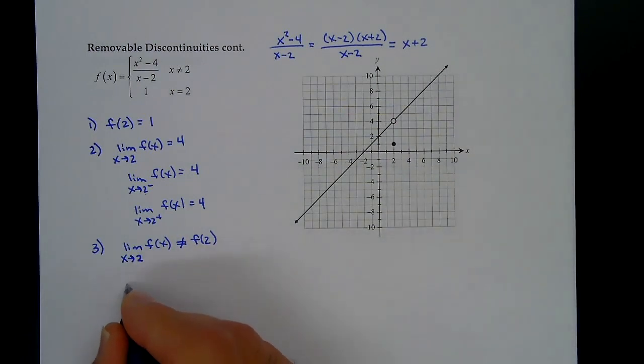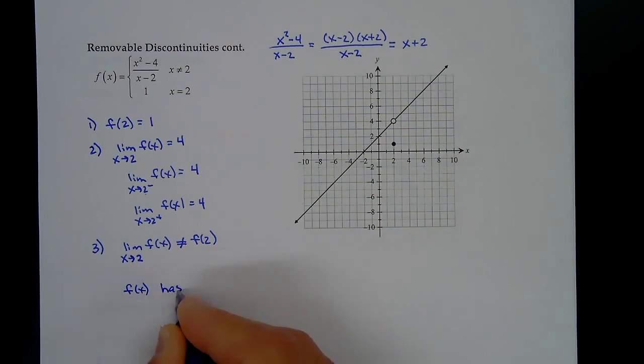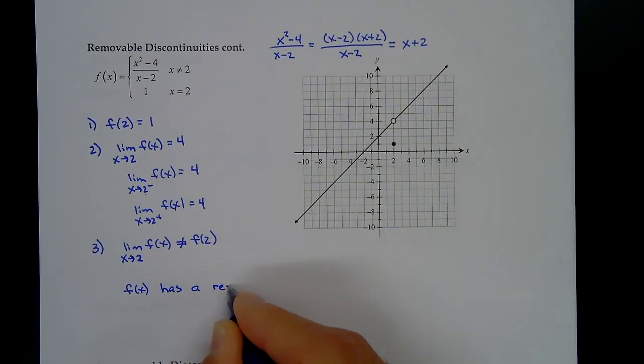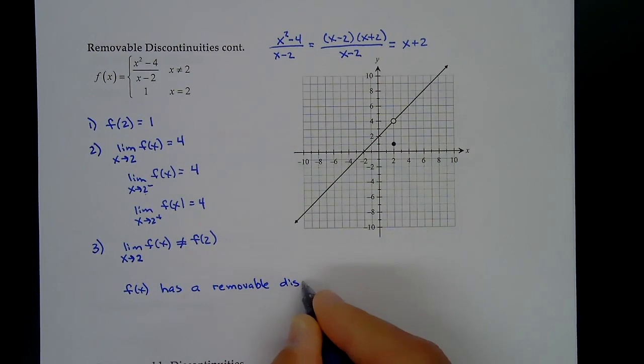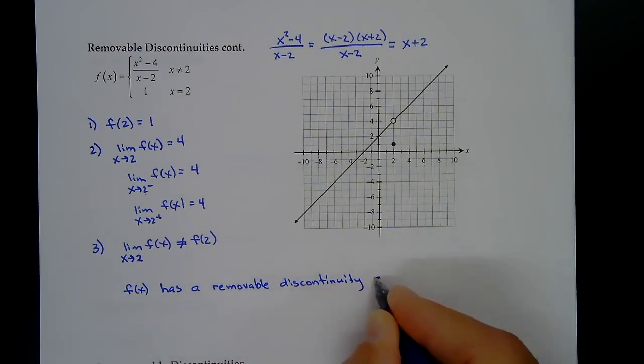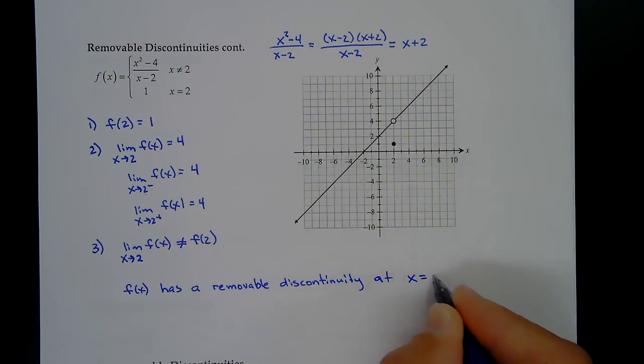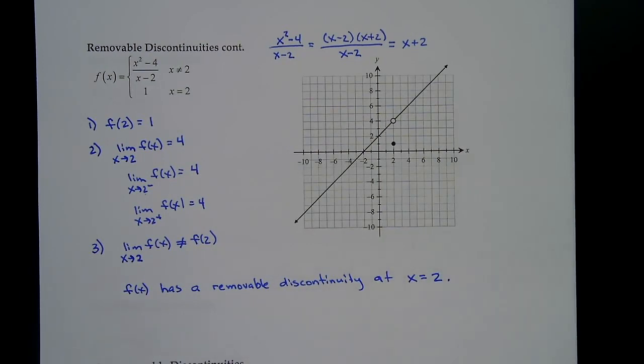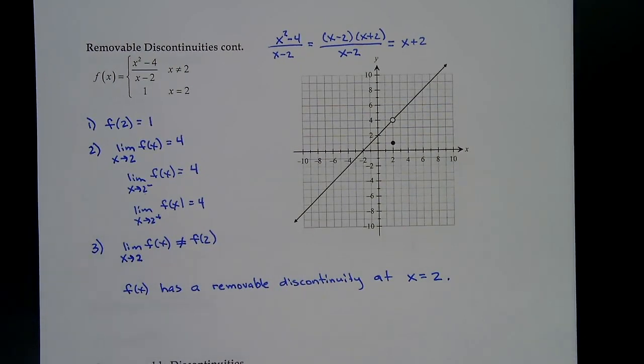So we would say, okay, f of x has a removable discontinuity at x equals 2. And I should have said that on the last one, okay? So I'm going to state what type of discontinuity it has and at what x value. All right, so let's do the next one.